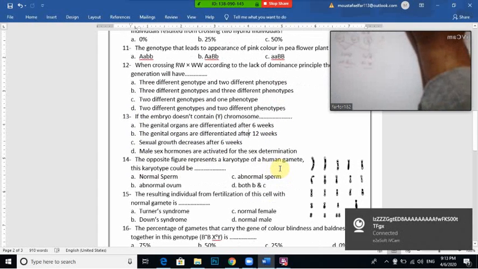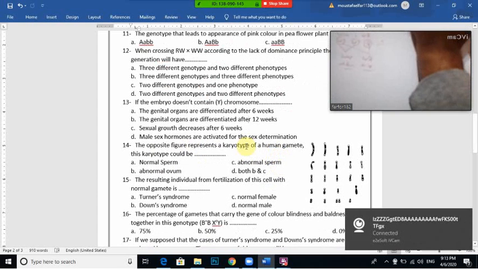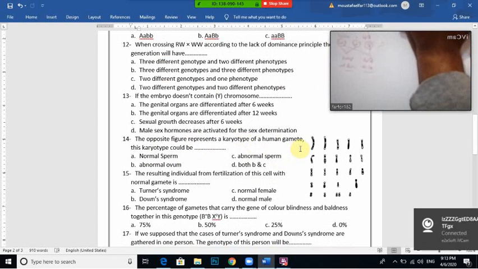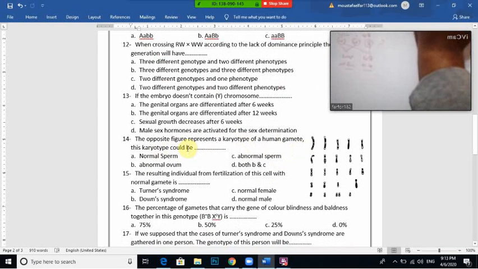Okay, number 14. The opposite figure represents the karyotype of a human gamete. Is this karyotype a normal karyotype or not? Yes, it's abnormal karyotype because the pair of chromosomes number 21 here has an extra copy. So it's abnormal gamete. Okay, which gamete? Abnormal sperm or abnormal ovum or both of them?